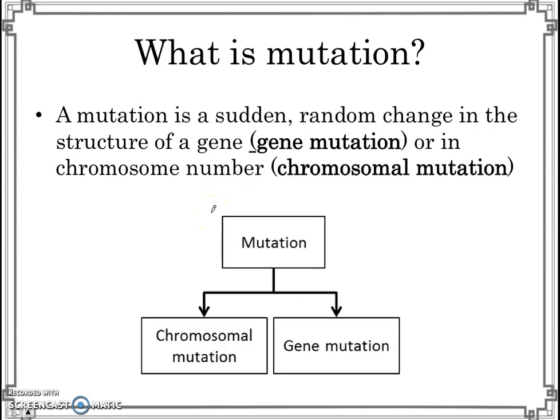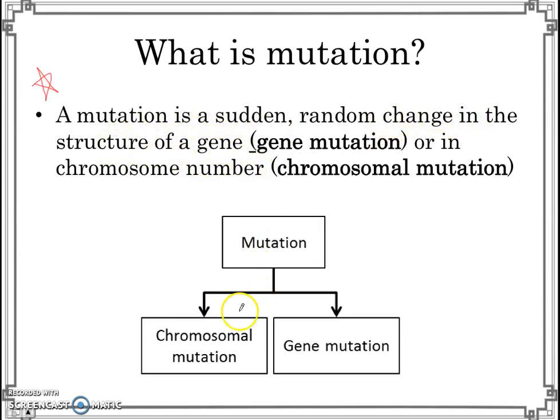So what exactly is a mutation? Well, here's our definition, which you need to know very well. So please give it a star in your notes. So a mutation is a sudden and random change, right? It's something that happens suddenly, something that happens randomly. And there are two types of mutation. So the first type of mutation is a gene mutation. So that's here. It's a sudden and random change in the structure of a gene.